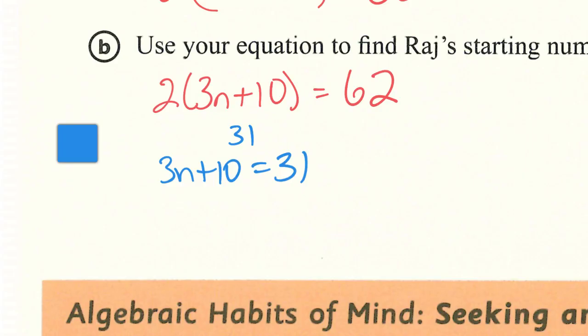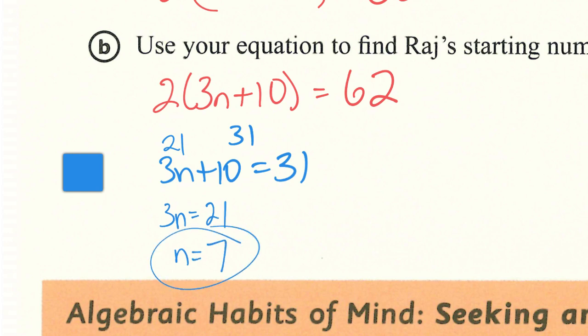But now we have another step to do. We have 3n plus 10 equals 31. So I'm going to cover up, breaking this into chunks, what plus 10 gets us 31, and I know that is 21. And so now I know that 3n has to equal 21. So 3 times what number gets me 21? That's going to be 7.